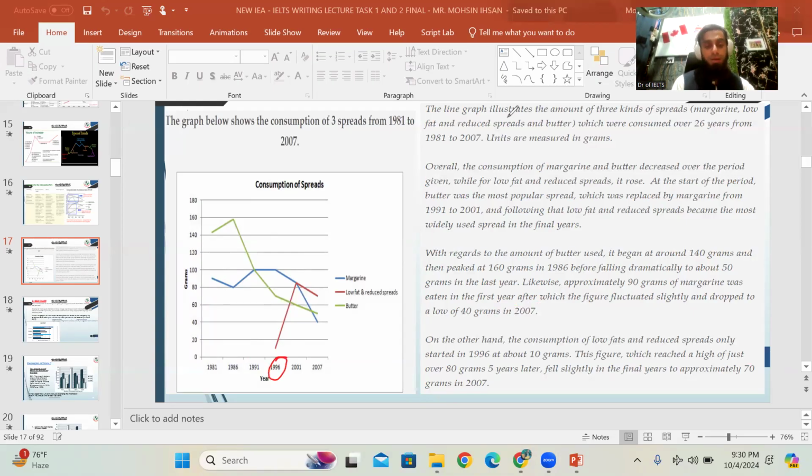So late kab se, 1996, it started from approximately 10, right? You can see the consumption of low fat and reduced fat only started in 1996 at about 10 gram. 20 aur 0 ke darmiyan 10 gram. The figure then reached a high of just over 80 grams. 80 grams tak aa gaya, and within 5 years, like 1996 to 2007, ye 5 years ban gaye. And fell slightly, akhir mein slightly fall kar leta hai aur takriban 70 tak aa jate hain. Fell slightly in the final year to approximately 70 grams in 2007, right?